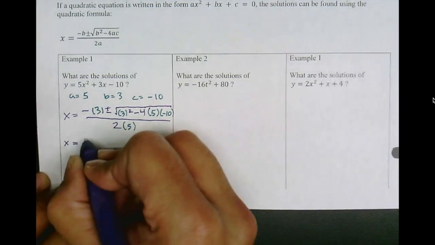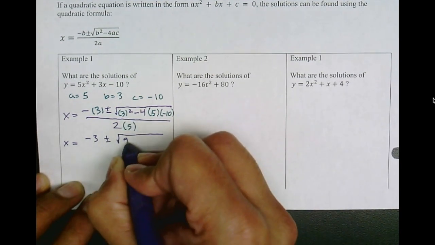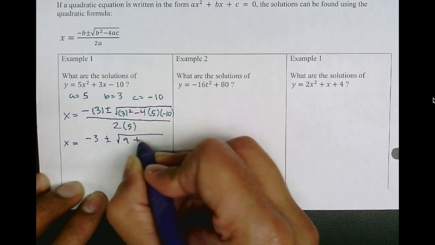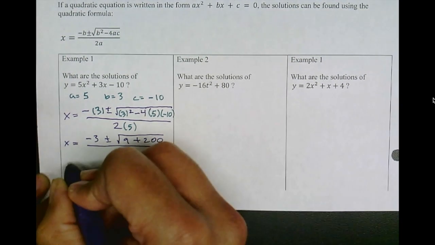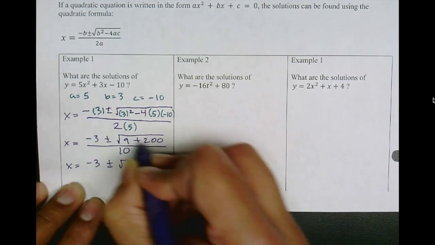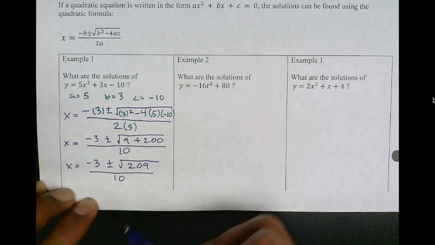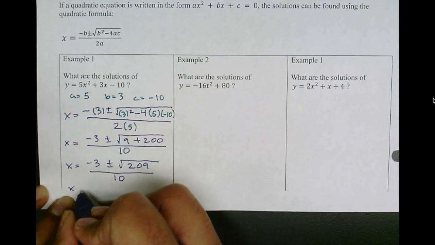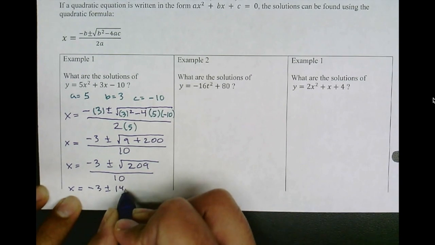Now we just need to go ahead and start following the order of operations until we get to our two solutions. So this is a negative 3 plus or minus the square root of 3 squared is 9. When you multiply these numbers out, negative 4 times 5 times negative 10, you get positive 200. That's all divided by 2 times 5, 10. X is equal to negative 3 plus or minus the square root of 9 plus 200 is 209. That's all divided by 10. When you go ahead and type in your calculator the square root of 209 and round to the nearest hundredth, you should get 14.46.